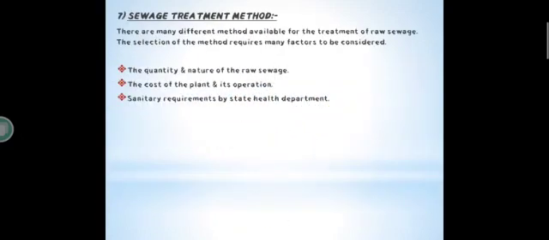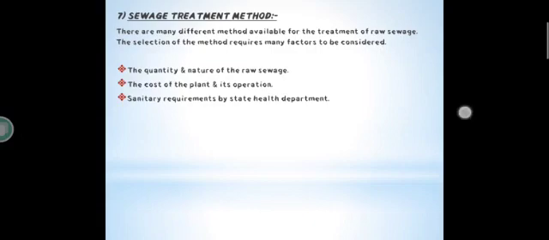Next is sewage treatment method. There are many different methods available for the treatment of raw sewage. The selection of the method requires many factors to be considered. First one is the quantity and nature of the raw sewage. Second one is the cost of the plant and its operation, that it should be in affordable ranges. Third one is sanitary requirements by the state health department, that it should not harm the environment or human beings that are living nearby.